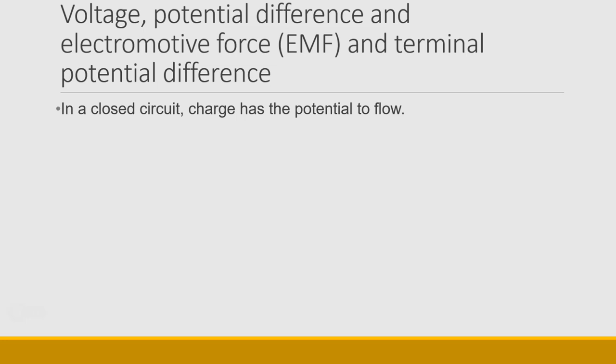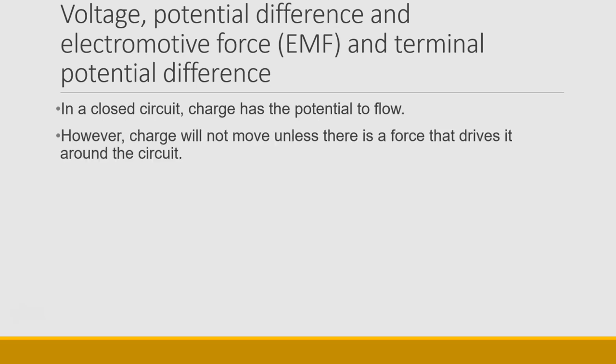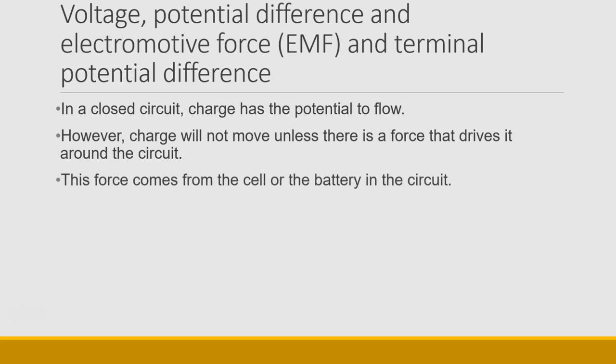So that means that electrons have the potential to run around the circuit. However, those electrons are not going to move unless there is some type of force or some type of energy or push that drives those electrons around the circuit. So something needs to give those electrons a push to make them run around the circuit to begin with. And that force comes from the cell or the battery in the circuit.